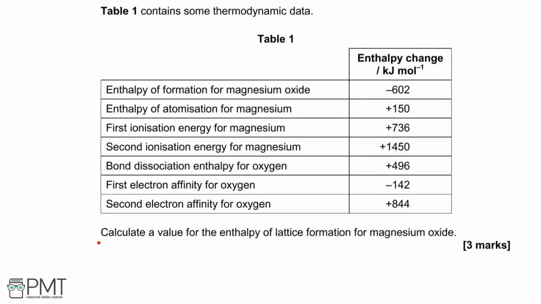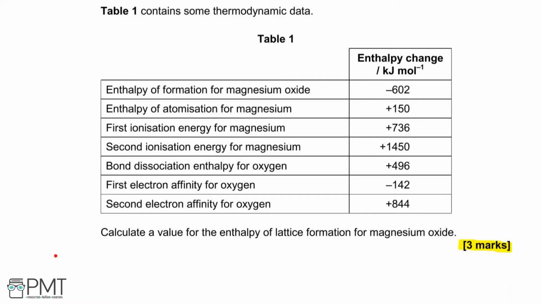And we want to use these to calculate a value for the enthalpy of lattice formation for magnesium oxide. And this question is 3 marks. So, in order to calculate a value for the enthalpy of lattice formation for magnesium oxide from these values, we need to apply Hess's law.